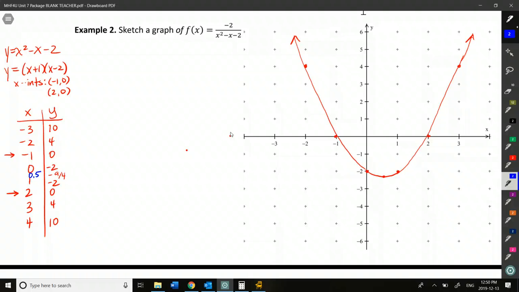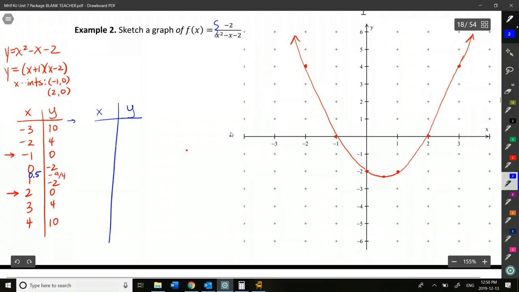So in order to get our reciprocal function, we need to first reciprocal the y values. Except then we have to multiply by -2. Yes, that's what we're going to do after. You could do that all in one step, but I just want to show it for this one. Okay, so you've got 1/10, 1/4. What's the reciprocal of 0?